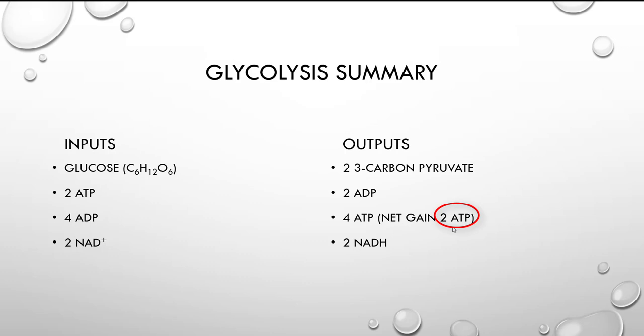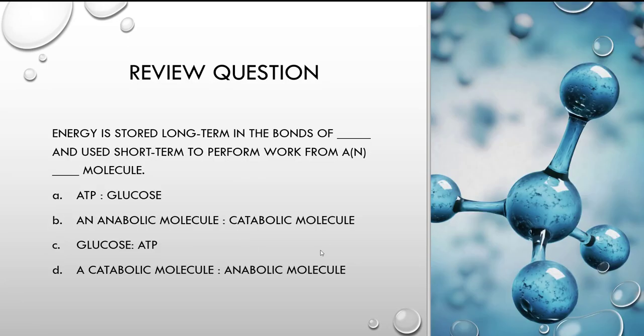So at the end of this whole process, if we only did glycolysis, we still gained 2 ATP. Bacteria don't have mitochondria, so they can still undergo just glycolysis and get 2 ATP through that process. So this is a way that they can obtain energy. All right, we're going to do a couple of review questions.